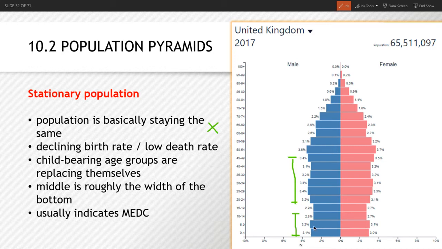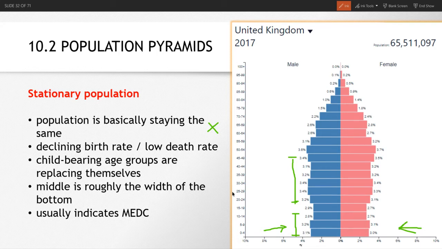So we're looking at around about 3%, 3.2% on this graph in terms of age groups. That means that the population of people who are of childbearing age are replacing themselves. They're producing roughly the same number of children. So that would be a family of 2 parents having 2 children on average. So we see that we have a declining birth rate. As we already mentioned, this bottom part of the graph gets narrower the further along demographic transition we go.